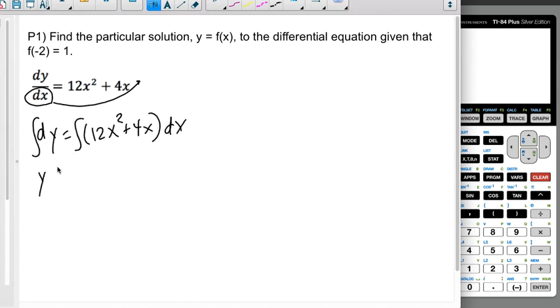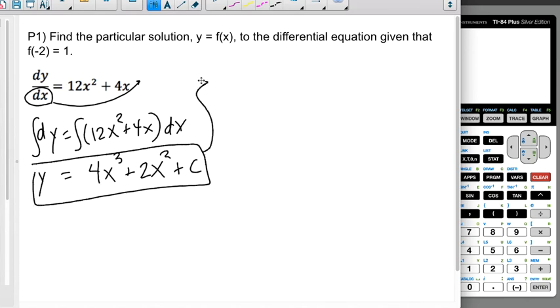So when I integrate, I get y on the left-hand side, and over here I'm going to raise the power by 1, divide by the new power. So I'm going to get 4x cubed plus 2x squared plus c. So that's my general solution, right?